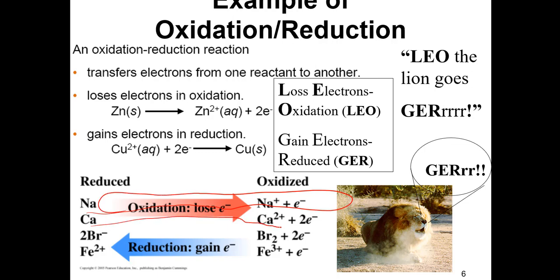Calcium gives off 2 electrons, forming the calcium 2 plus ion. How can I test you on this? I could actually ask you to write a half reaction for sodium ion. So do an oxidation reaction for sodium. So I could ask you to do a neutral sodium, and then it gives off 1 electron.